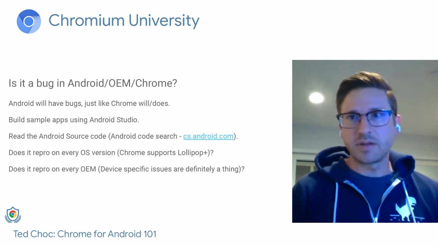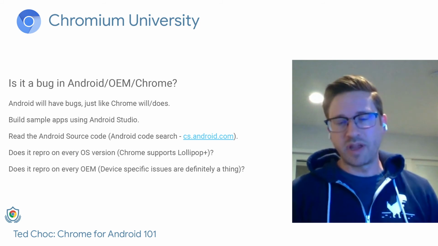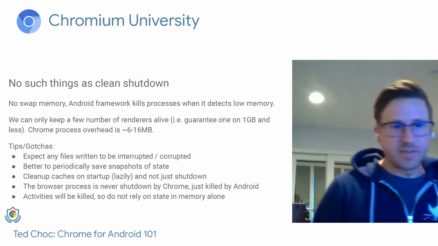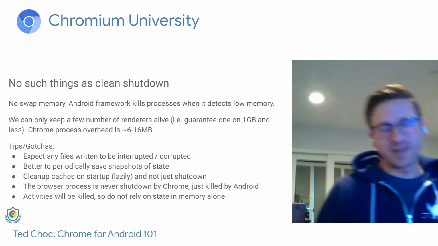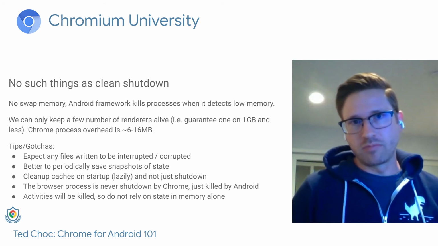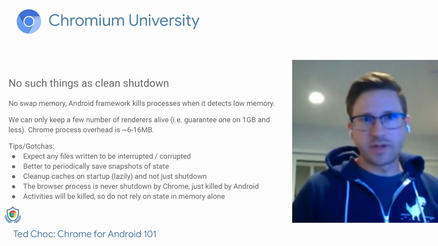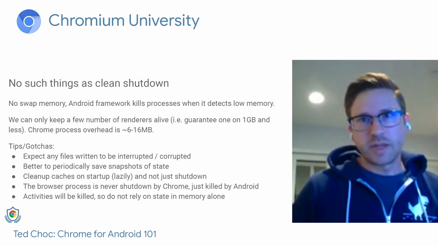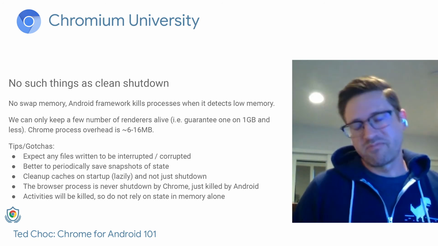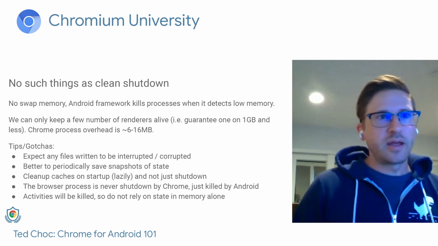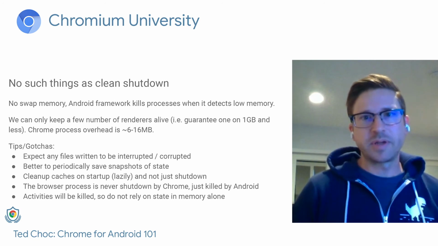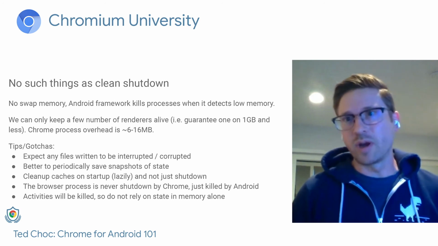You can use debuggers. You can use log-based debugging if you need to. There's many different options in Chrome. Again, something I want to emphasize aggressively, because it's bitten us more times than I'd like to admit: there is no such thing as a clean shutdown for Chrome. It doesn't happen. Android doesn't use swap memory. So instead, the Android framework just kills processes when it detects low memory. And we have some control, but little. As a result, we can keep really only a few renderers alive, as on desktop. And on low-end devices, we guarantee only one.